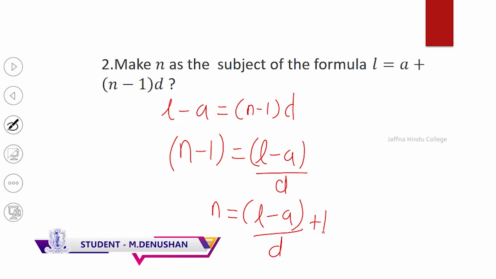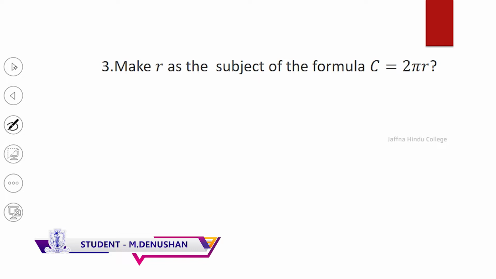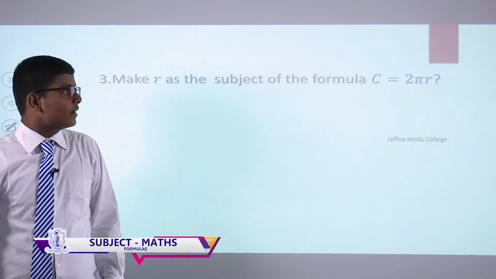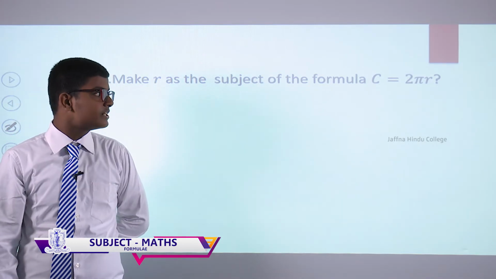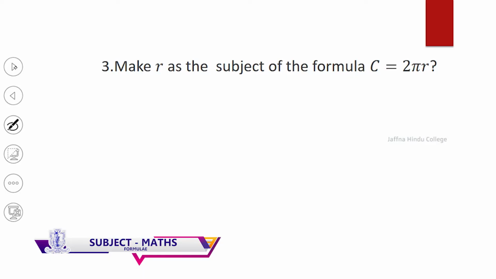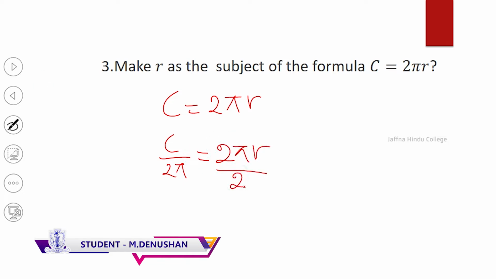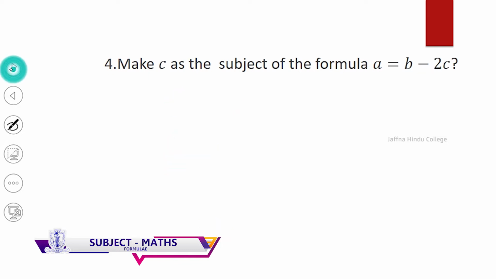Now let's move to the next question. In the formula we have to make r the subject. For that purpose we can directly divide by 2 pi on both sides to make r the subject. By simplifying this, we obtain r is equal to c over 2 pi. Now let's move to the other question.